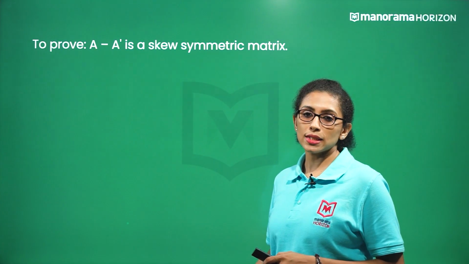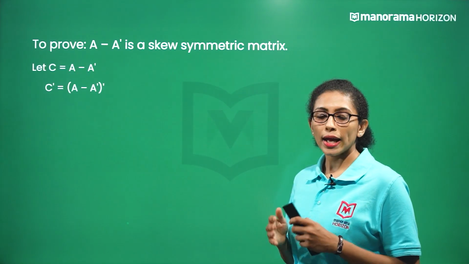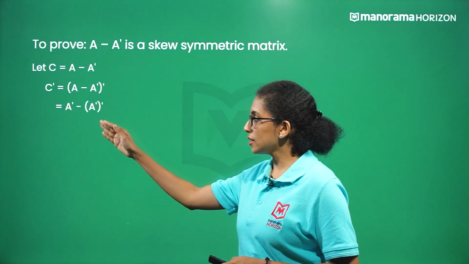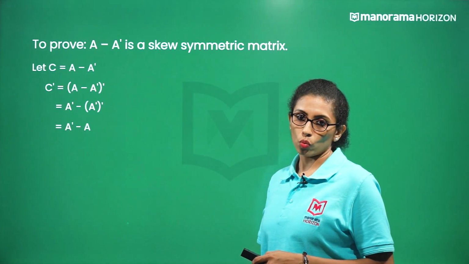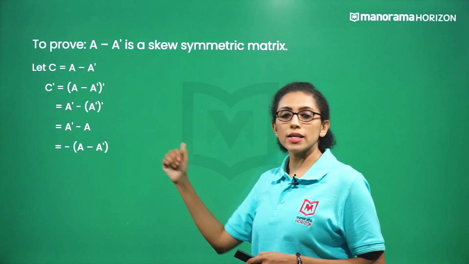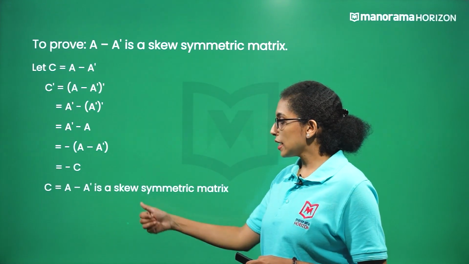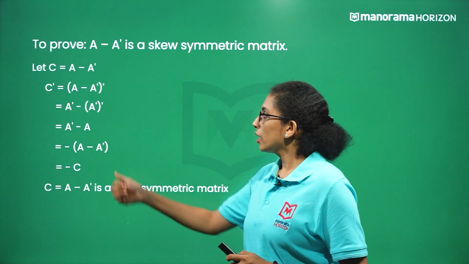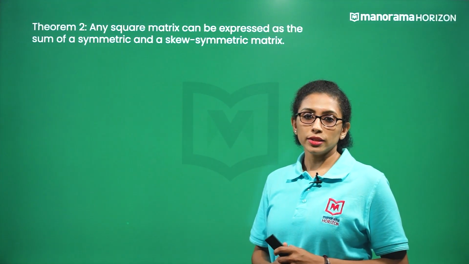Now let C be equal to A minus A dash. So C dash is equal to (A minus A dash) the whole dash, which is equal to A dash minus (A dash) the whole dash. We get it as A transpose minus A, which is equal to, taking the minus outside, minus of (A minus A transpose), which is equal to minus C. Therefore, C is equal to A minus A dash is a skew-symmetric matrix. Reason? C dash is equal to minus C. Alright? Let's see the second theorem.